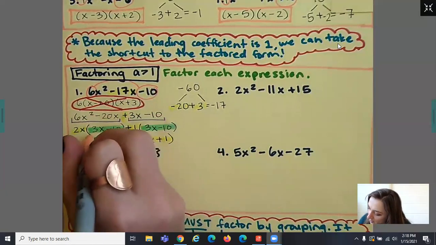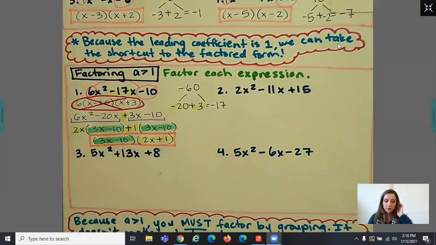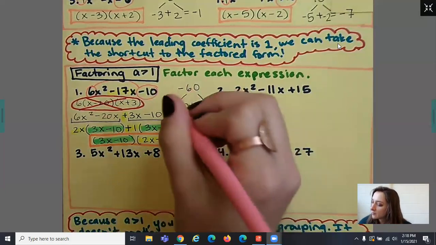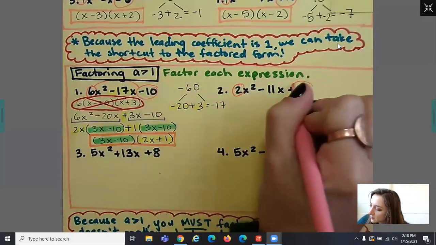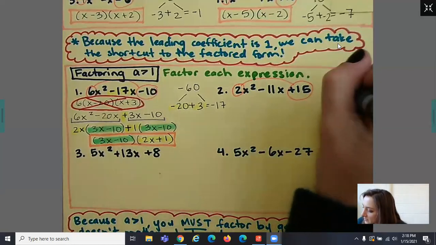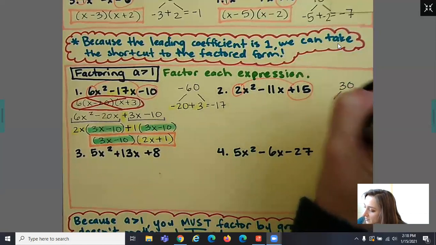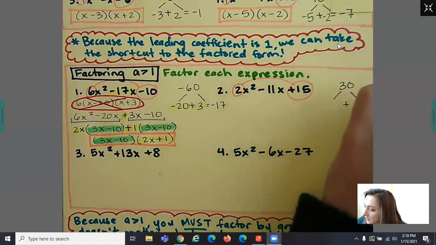Okay, let's try out another problem. So let's do problem number 2. Going to do the exact same thing that we did before, the headphones. Going to circle the number in front of x squared, circle the constant on the end, and multiply them together. 2 times 15 is going to give us +30. And I want 2 factors of 30 that add to give me the number in the middle, which is -11.